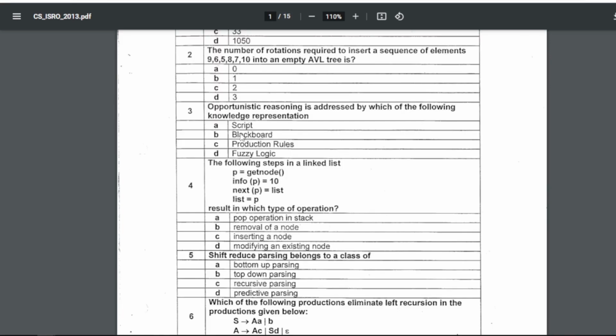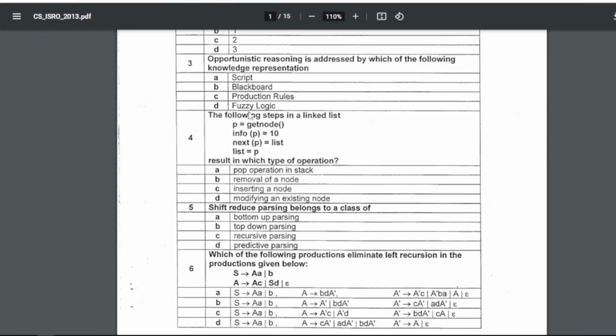Blackboard will be the answer here, because opportunistic reasoning is a method of selecting a suitable logical inference strategy from the knowledge base of the AI system, right? So blackboard is an AI model of opportunistic reasoning where a common knowledge base is updated frequently by diverse knowledge sources. So here B will be the answer, that is blackboard. Again, opportunistic reasoning is addressed by the blackboard knowledge representation.